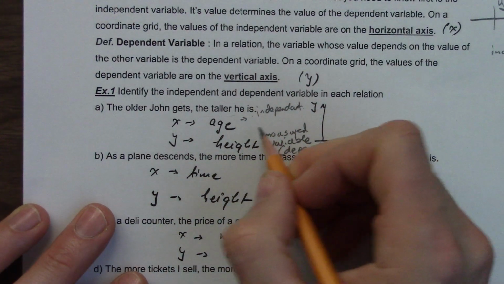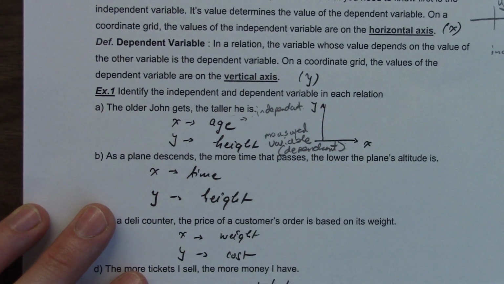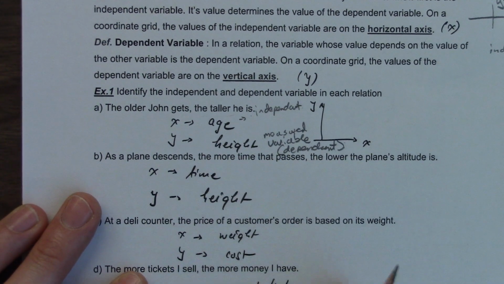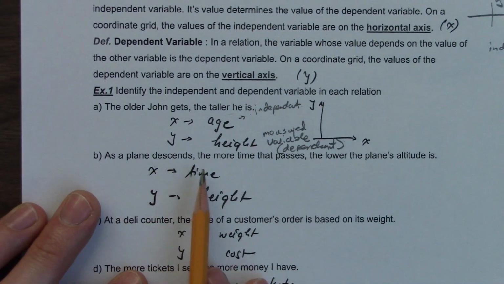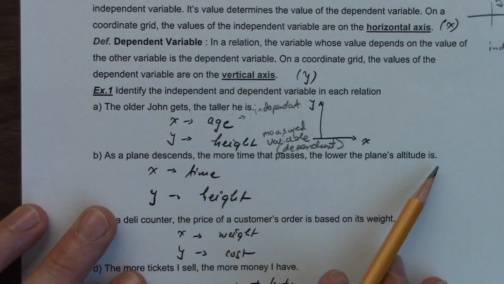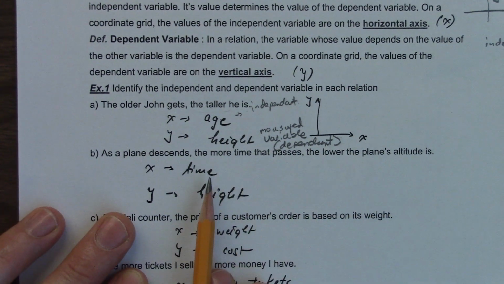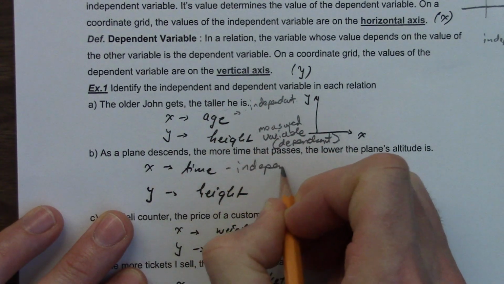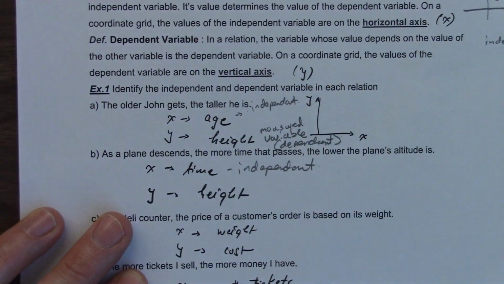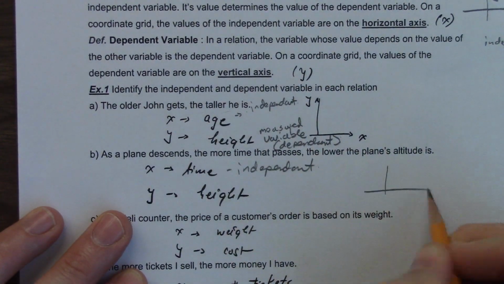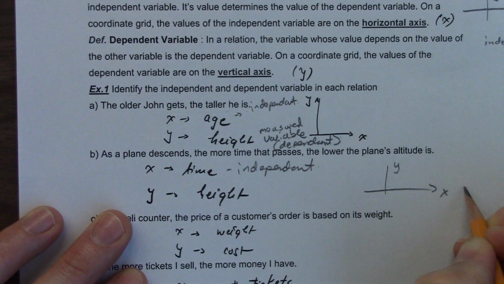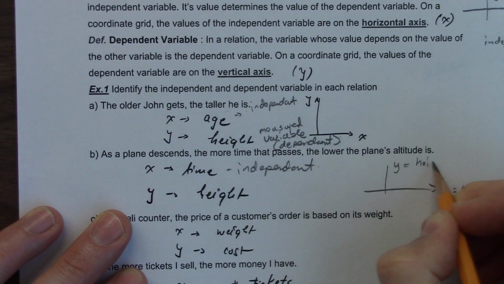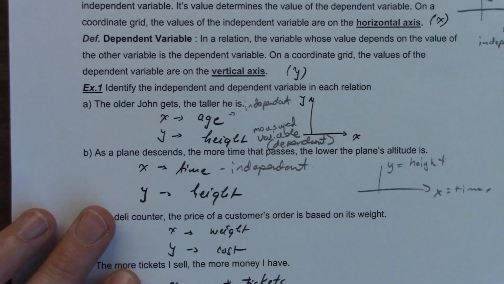And it's typically something that is given, right? It's something that changes the dependent variable. So, as a plane descends, the more time that passes, the lower the plane's altitude. As I mentioned, time is almost always the independent variable, right? Cannot change time, always moves on. We all get older, whether we like it or not. X and y, x is going to be equal to time. And then y, again, is going to be equal to height in this case.